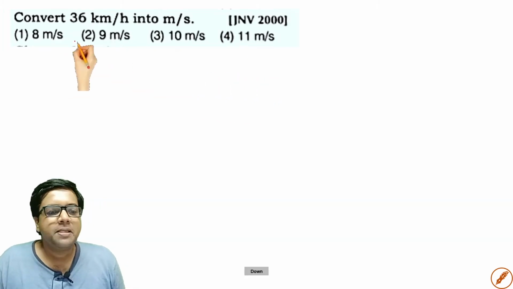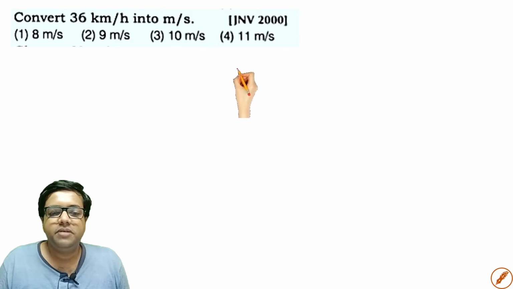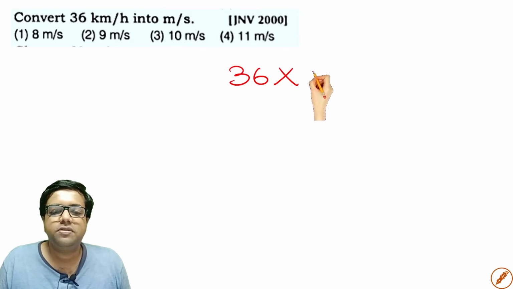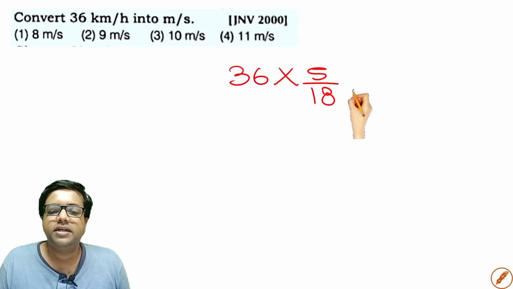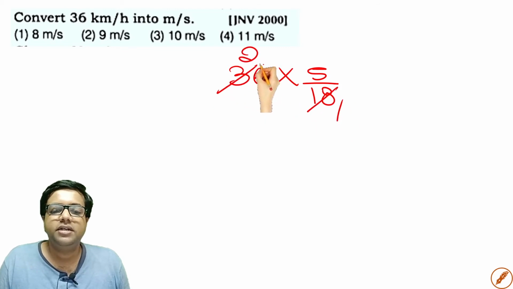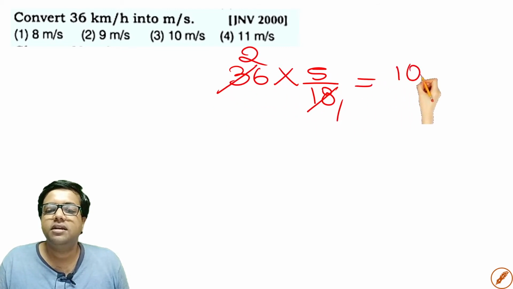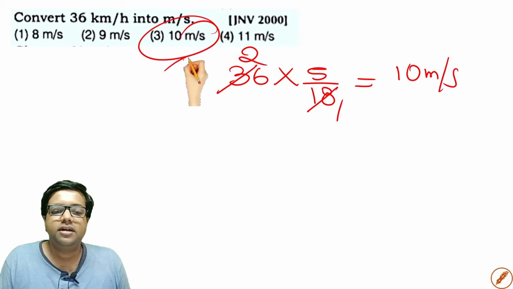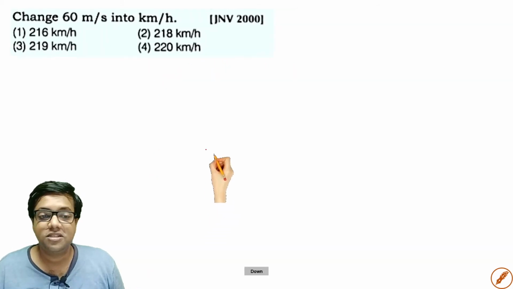Very simple. Convert 36 km per hour into meter per second. This is also the same kind of question. You need to multiply the fraction 5 by 18. 18 ones are 18, 18 twos are 36, 2 into 5 is 10. 10 meter per second is the right answer. Option 3 is the right answer for this question.